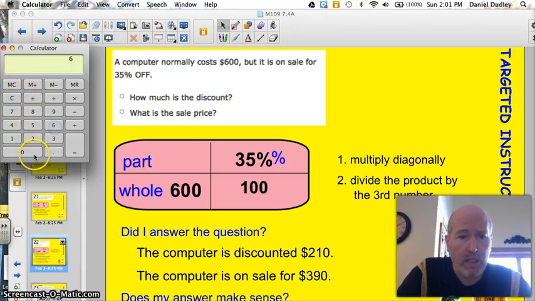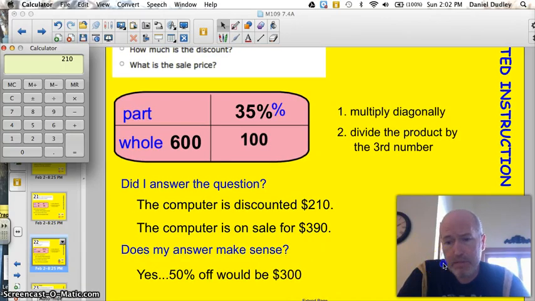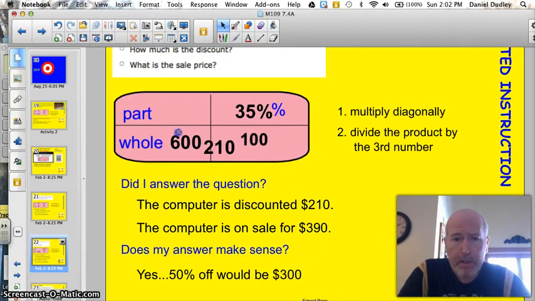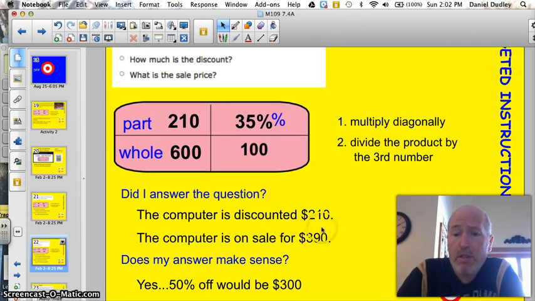So that's going to be 600 times 35, which gives me a total of 21,000, and I'm going to divide that by 100. That's my third number. Multiply diagonally, divide the product by the third. That equals 210. The part would be 210. The computer is discounted $210.